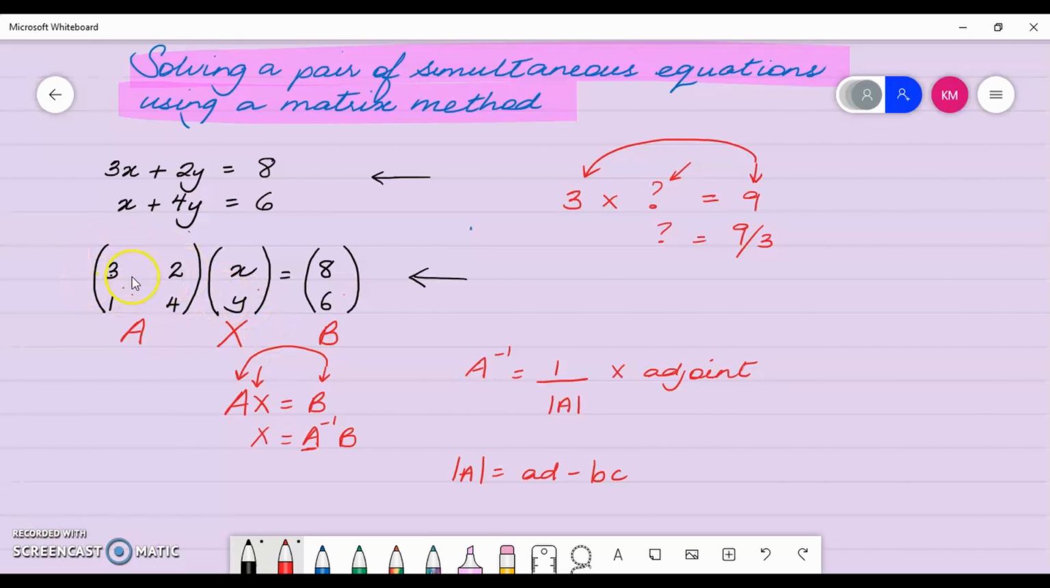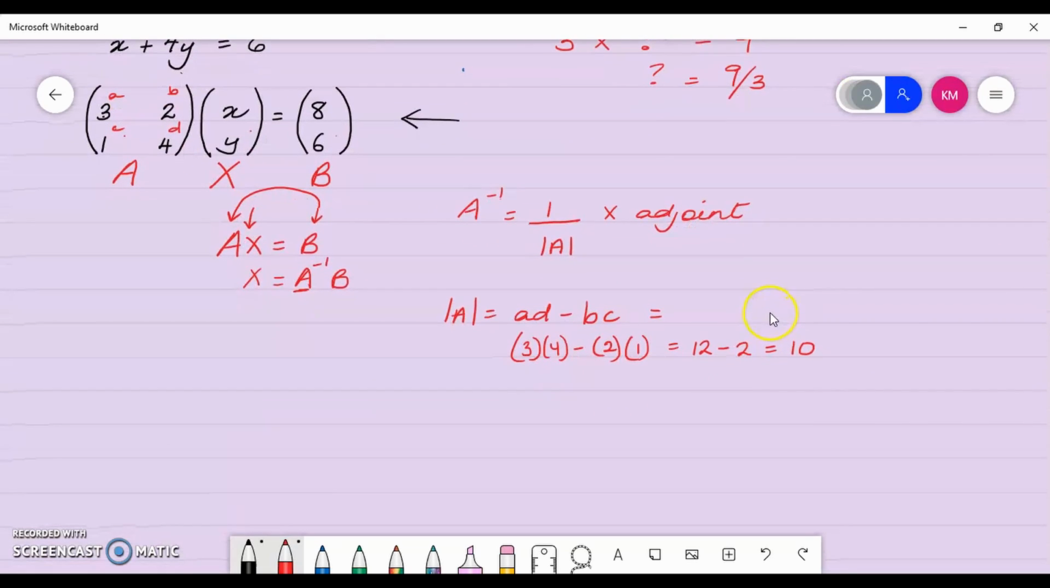This here is our matrix A, so we are going to label it A, B, C, D. And what we are going to do is plug in those values here. So we see A is 3, D is 4, so I get 3 by 4. Take away 2 by 1. So it's 2 by 1. And what we are going to get there is, that's 12, take away 2, and I'm going to get 10. So we are seeing that our determinant is 10.